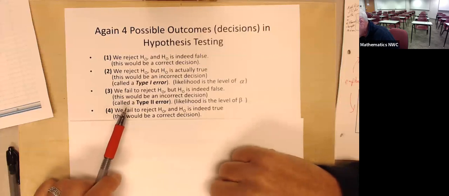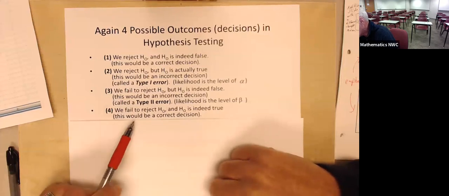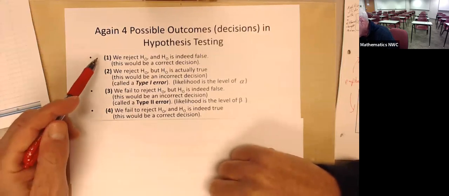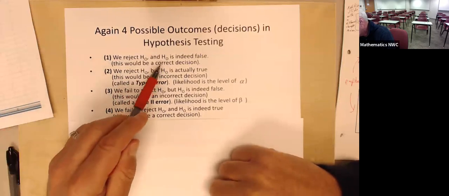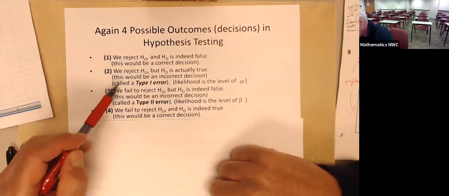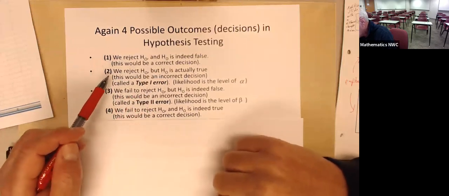And if it did not go over the line, I failed to reject the null, and the null was indeed true, that'd be great. Then I made the correct decision. So of these 4 possibilities, 1 and 4 were correct decisions, 2 and 3 were errors, type 1 error, type 2 error. You should remember these words.